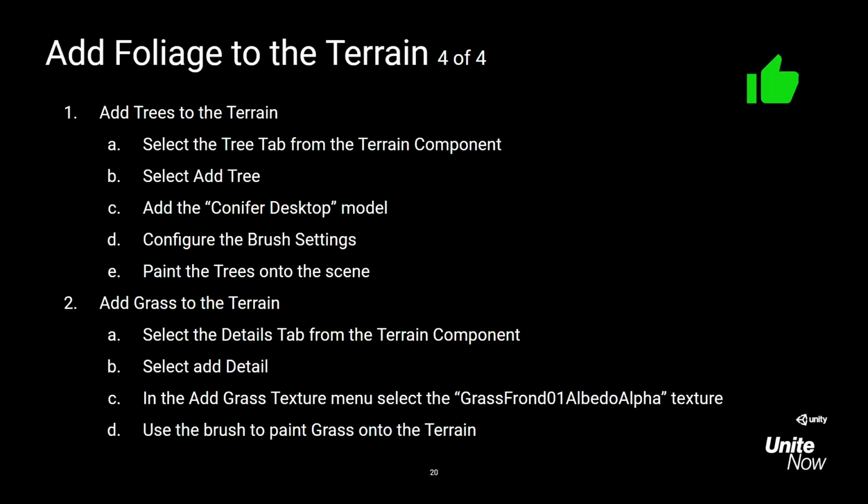But to modify the distance that you see the grass, again, you're going to go into the terrain settings tab, which is the rightmost tab on the terrain component, and you can increase the detail distance.